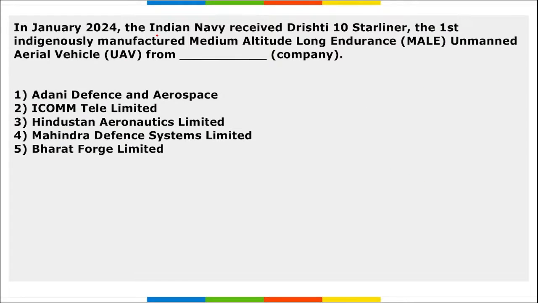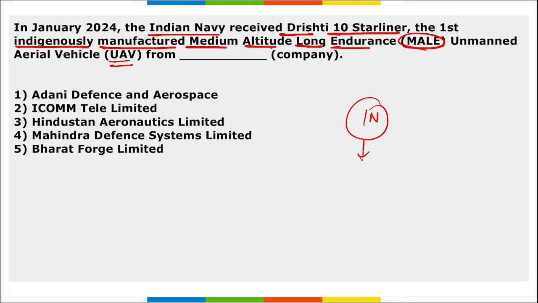Moving on, Indian Navy received Drishti 10 Starliner, the first indigenously manufactured medium altitude long endurance MALE UAV, from a company. So Indian Navy, they received Drishti 10 Starliner. This is the first indigenously manufactured MALE. MALE stands for medium altitude long endurance.